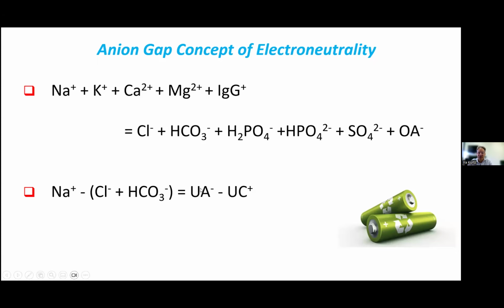What it equals is the unmeasured anions minus the unmeasured cations. Now, don't forget that there's unmeasured cations. What are they here? There's calcium, magnesium. There's something called IgG, and people don't realize that IgG is positively charged. And so it really needs to be included in this definition of unmeasured cations, because if your IgG level goes up, your anion gap's going to go down, right? This difference will get less. And in multiple myeloma patients, due to IgG, they can have a low anion gap because this charge went up.